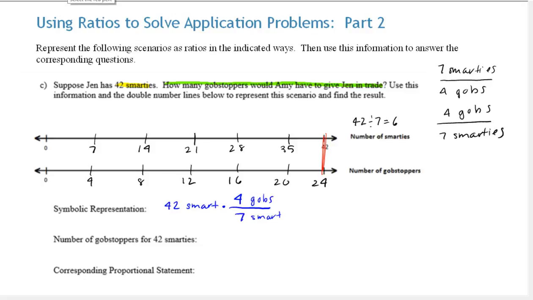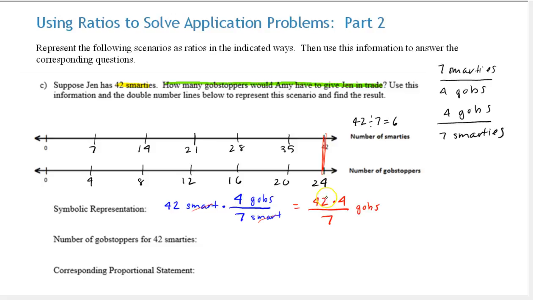Notice I know I set this up correctly because the Smarties line up. I'll just let them cancel. One on top, one on bottom. Now we're going to multiply across. 42 times 4 over 7 Gobstoppers. Okay. I'm going to simplify this a little as we go.